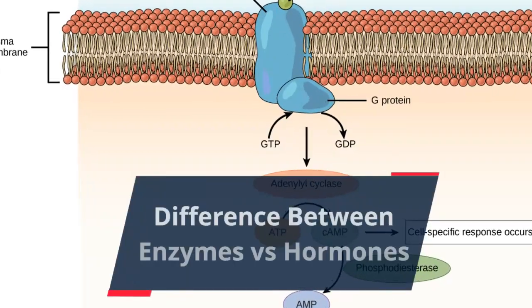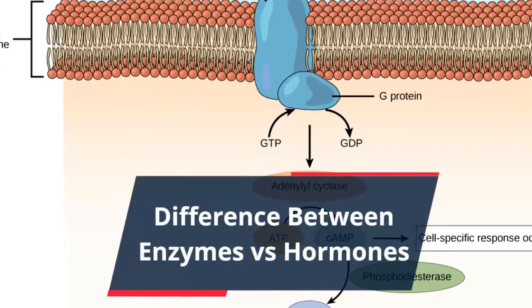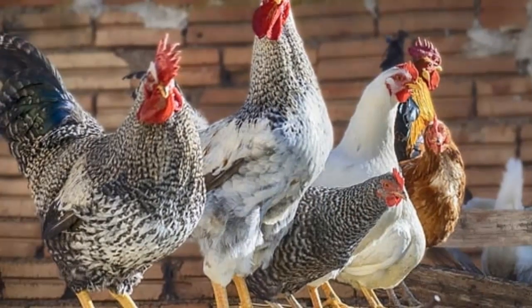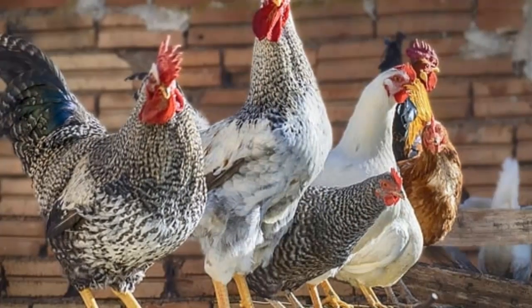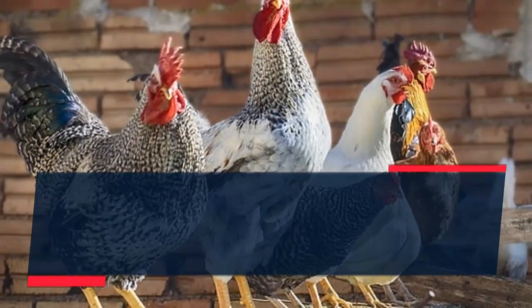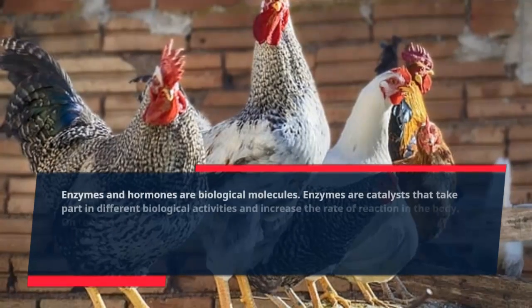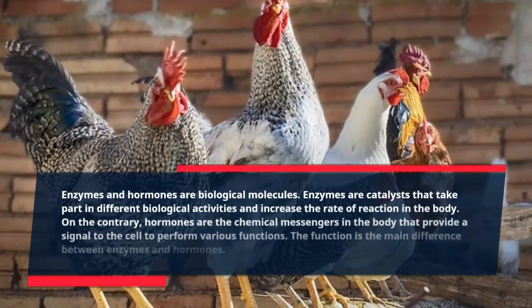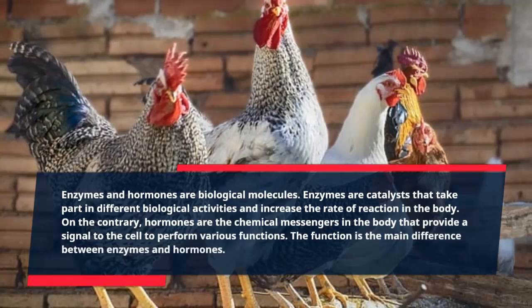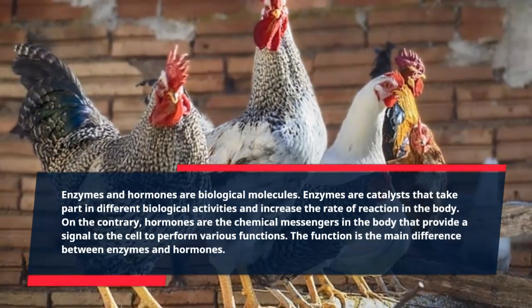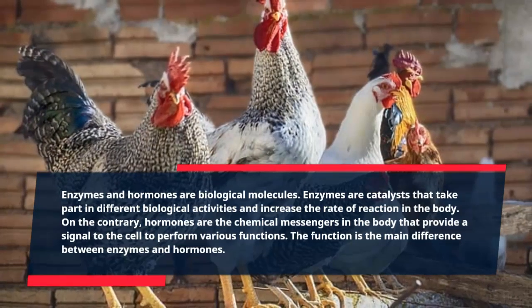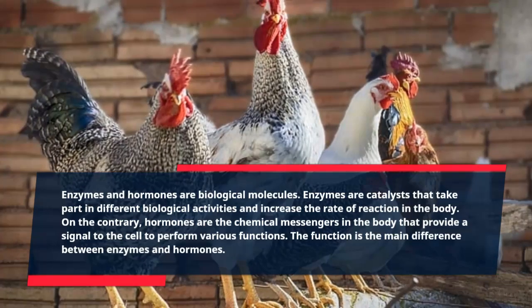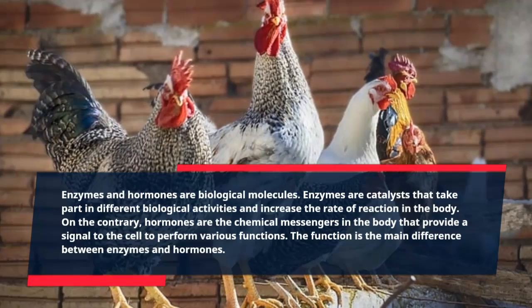Difference between enzymes versus hormones. Enzymes and hormones are biological molecules. Enzymes are catalysts that take part in different biological activities and increase the rate of reaction in the body. On the contrary, hormones are the chemical messengers in the body that provide a signal to the cell to perform various functions. The function is the main difference between enzymes and hormones.